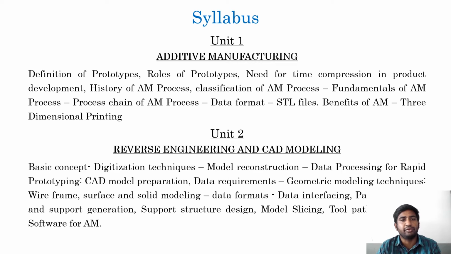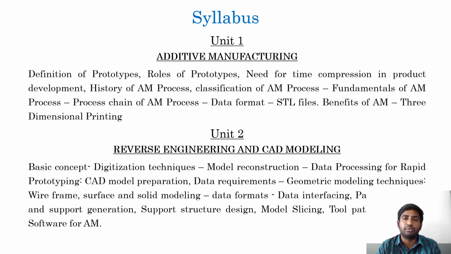Then after that we are going to discuss the history of the AM process. We should know about the history of the AM process, starting from its developing modules. After that we are going to see the classifications of the AM process. We have three types of classifications: liquid, powder and solid category. After that we are going to see the fundamentals of the AM process. What is the process chain? We have some chains for the AM process, so that we are going to see.